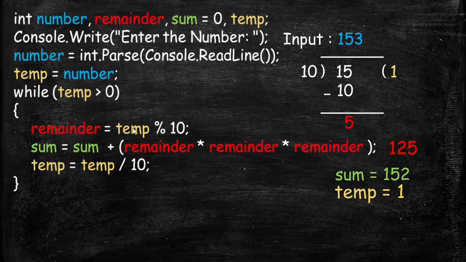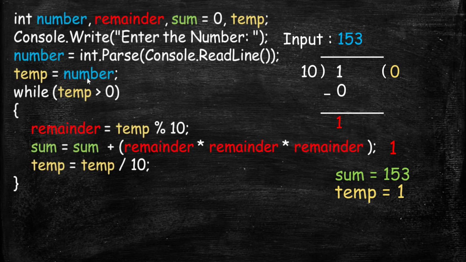So now we will divide the temp variable with 10, which is 1. So we will divide 1 by 10. So it cannot be divided by 10. So 10 multiplied by 0 gives us 0. So our remainder will be 1. So now we get 1 remainder. Then we will cube that remainder 3 times. So 1 multiplied by 1 multiplied by 1 gives us 1. So our sum was 152, plus 1 gives us 153.